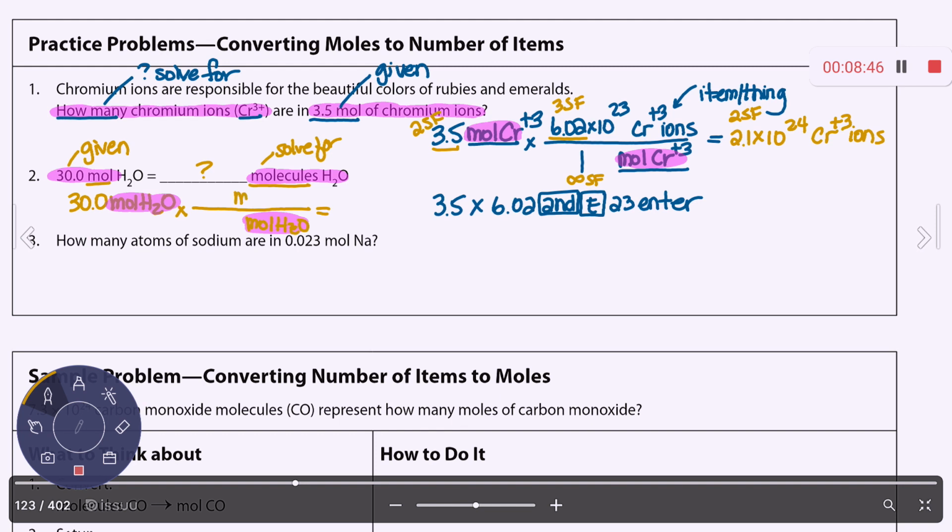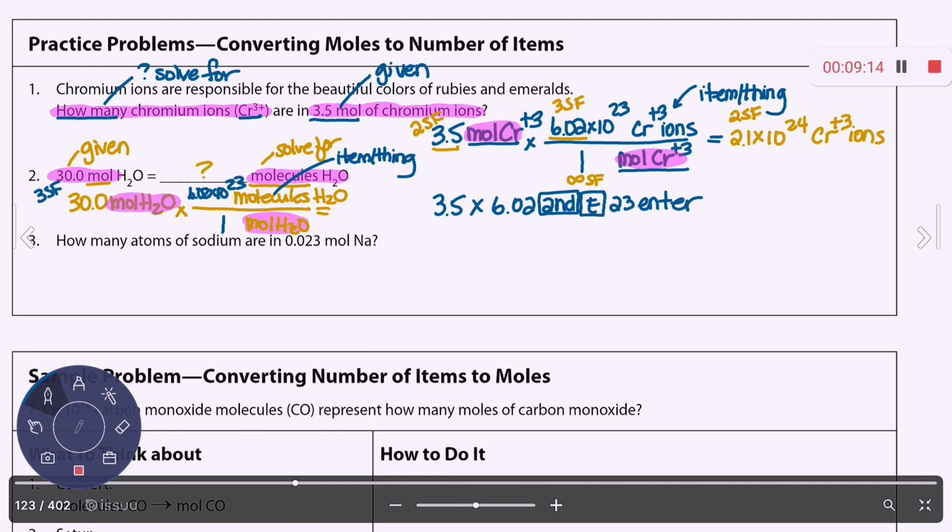And then you're going to put molecules, which you cannot abbreviate because it looks too much like moles. Okay? So you always have to write it out. Where would I put the number 1? Yeah, on the bottom next to moles. And then molecules is an item or thing, so we're going to write 6.02 times 10 to the 23rd on the top next to it. We're going to multiply across.